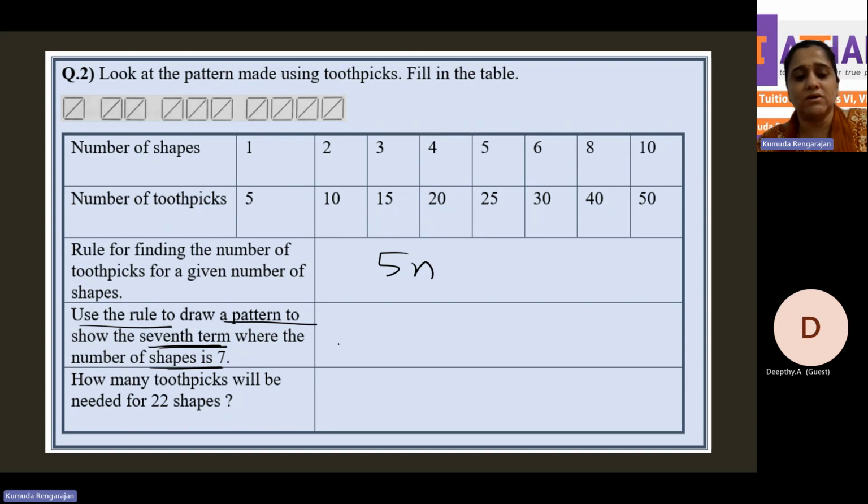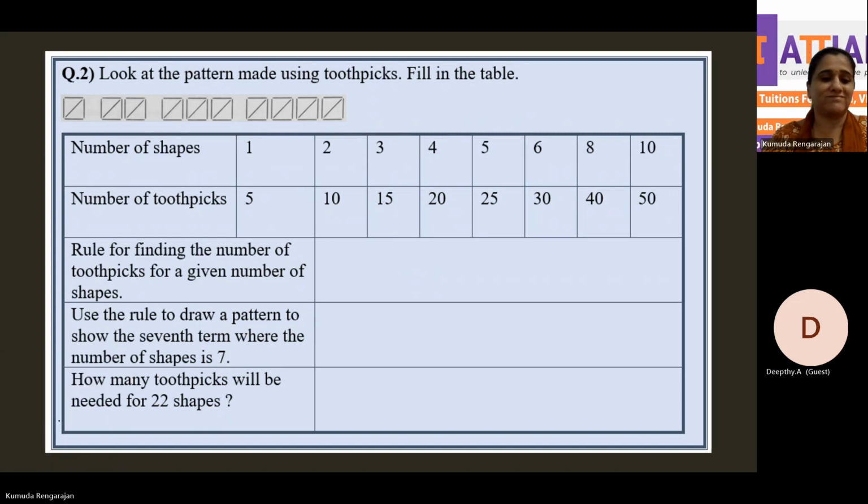So how will the 7th term look like? 5 into 7. Oh, ma'am, we're supposed to draw the shape. So it will be 7 squares with a line in the middle. No, you should draw. Use the rule and draw a pattern to show the 7th term, where the number of shapes is 7.